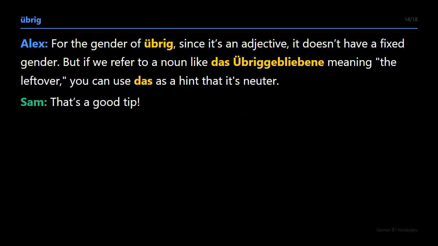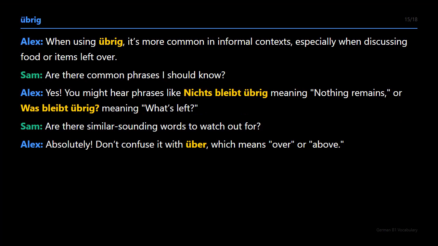For the gender of übrig, since it's an adjective, it doesn't have a fixed gender. But if we refer to a noun like, das übrig gebliebene, meaning the leftover, you can use das as a hint that it's neuter. That's a good tip. When using übrig, it's more common in informal contexts, especially when discussing food or items left over.